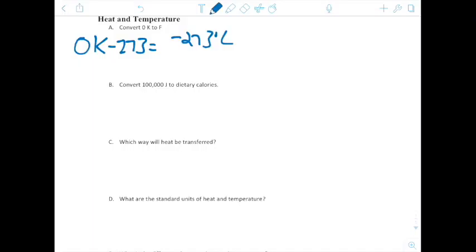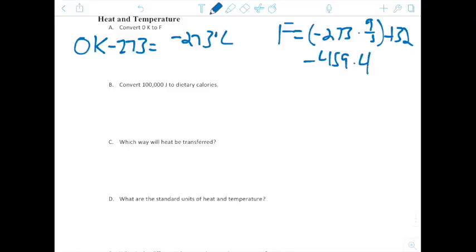And then to go to Fahrenheit, we use the equation Fahrenheit equals our Celsius temperature, which is negative 273, times 9/5 plus 32. And we get a negative 459.4 degrees Fahrenheit. Next, it says convert 100,000 joules to dietary calories.